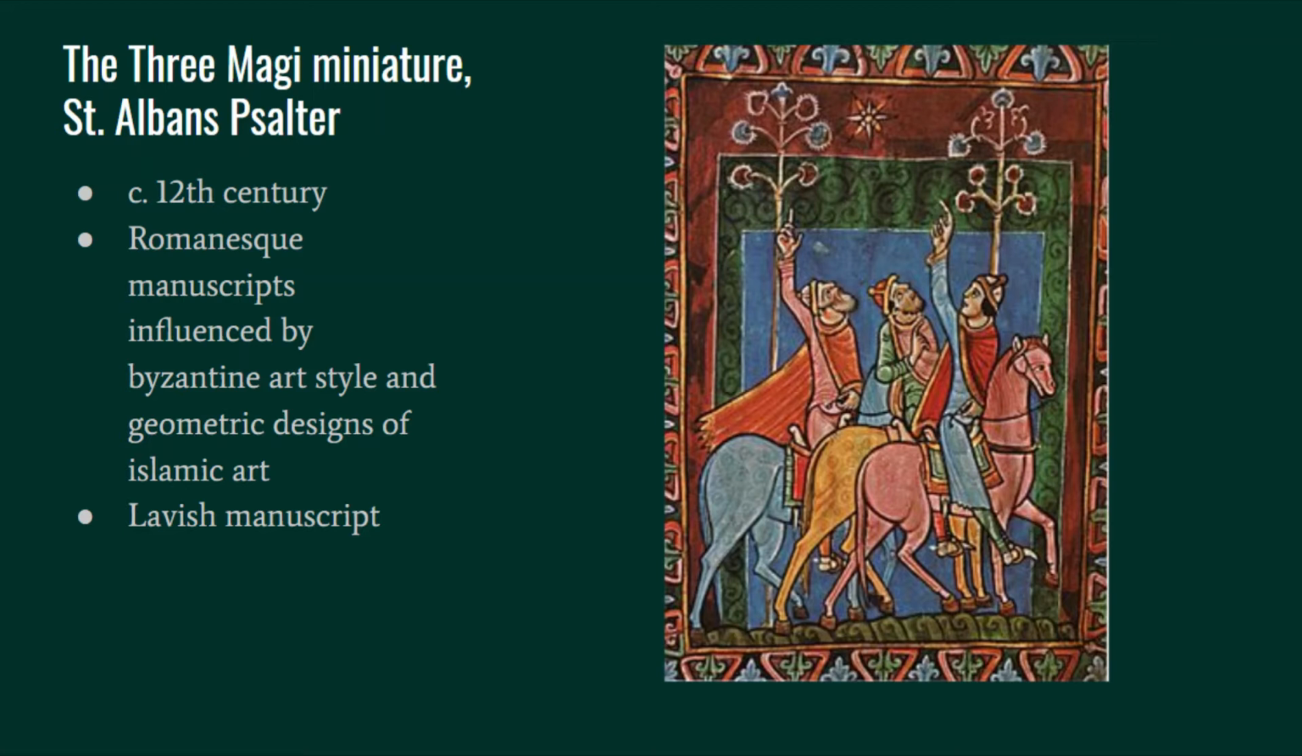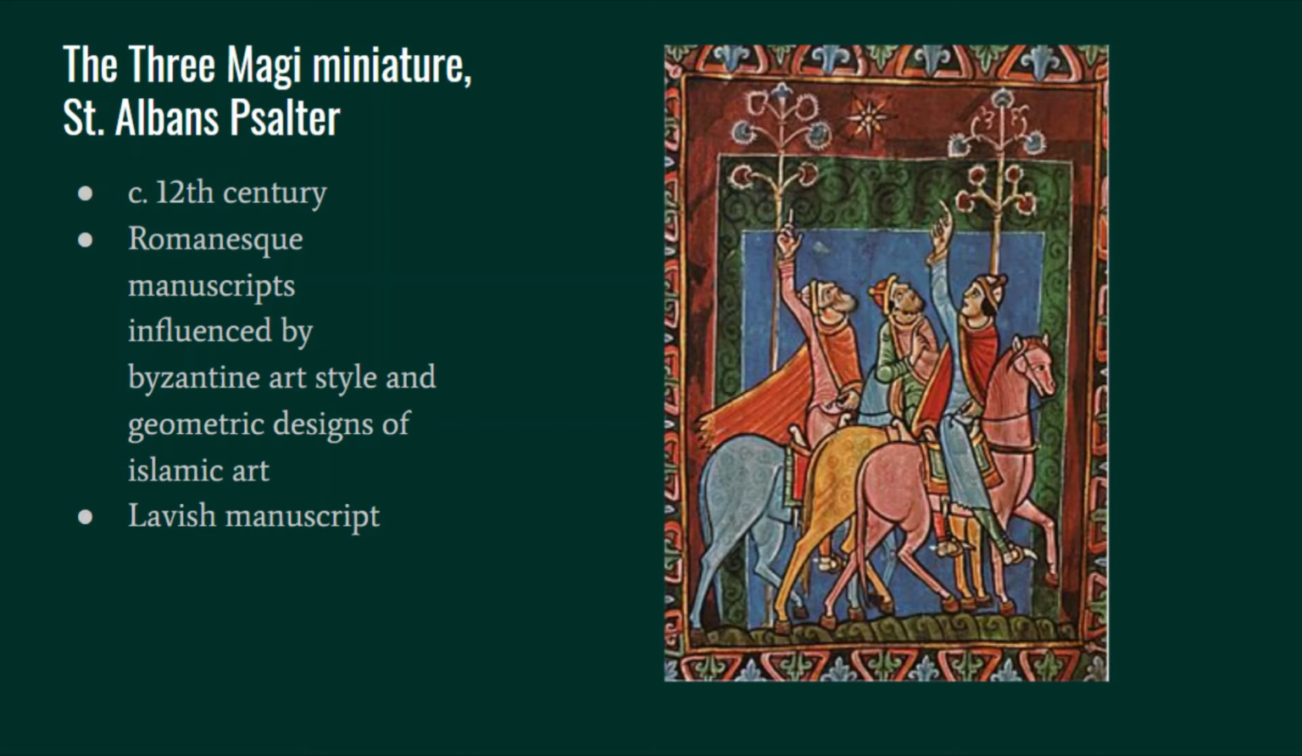These manuscripts feature influence by Byzantine art as well as geometric designs of Islamic art. However, within Romanesque art, there are no restrictions for the depiction of human figures as seen in Islamic art. Also seen is a disregard for accurate anatomy in favor of a more stylized image. In the miniature, their heads are larger than a normal head should be, and the men are riding on relatively small horses, which could not naturally support these large men.